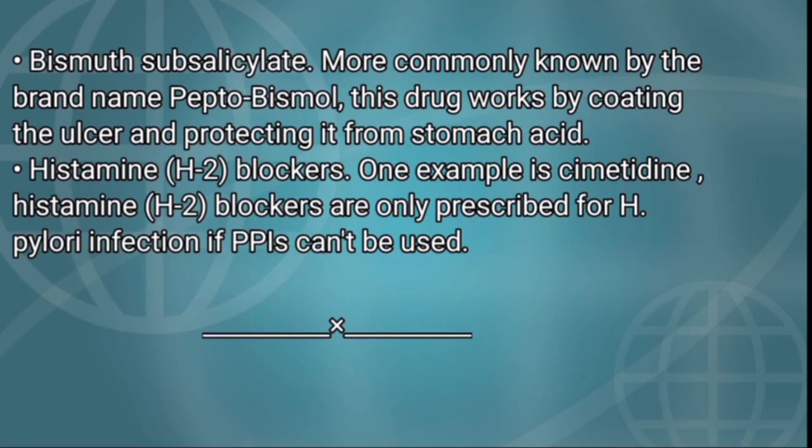Next is histamine H2 blockers. One example is cimetidine. Histamine blockers are only prescribed for Helicobacter pylori infection if PPIs cannot be used.